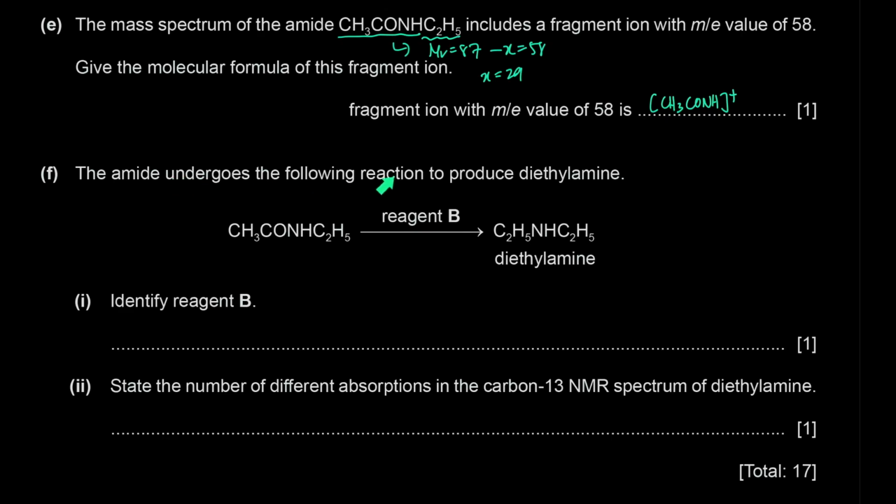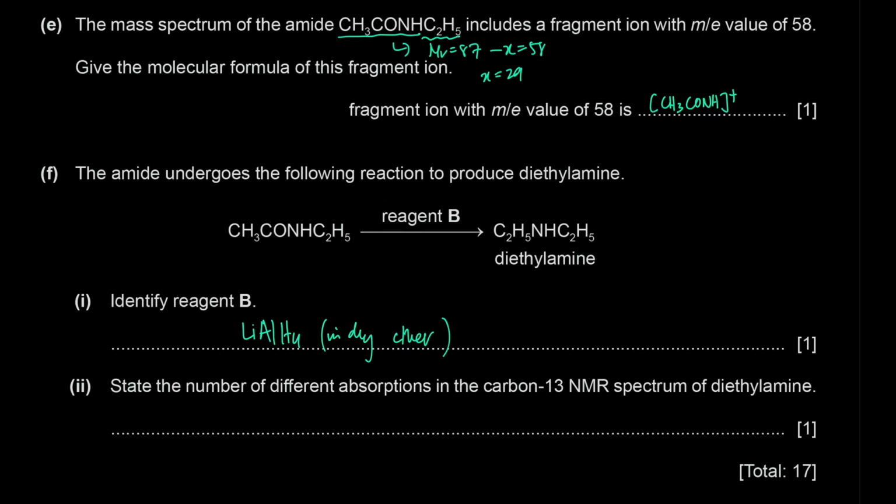The amide undergoes the following reaction to produce diethylamine. Identify reagent B. We're reducing an amide here. So the reagent that we use for reducing amides is lithium aluminum hydride, in dry ether. It has to be anhydrous lithium aluminum hydride.